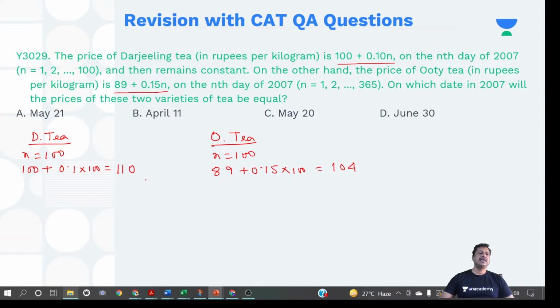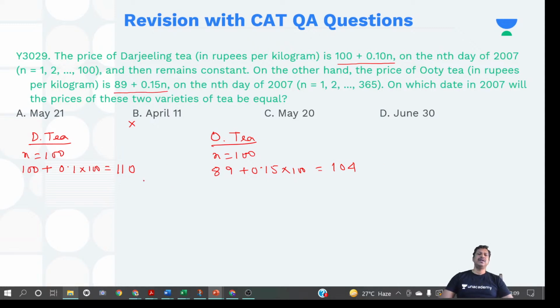So that means, see, after 110, this will be constant only. This will not be changing. So that means 89 plus 0.15 into n should be 110, and then I'll check it out. So till 100, this is 6 rupees less. This is 110 and this is 104, 6 rupees less. So this cannot be my answer. My answer will be more than that, because 6 rupees is to be made up extra.